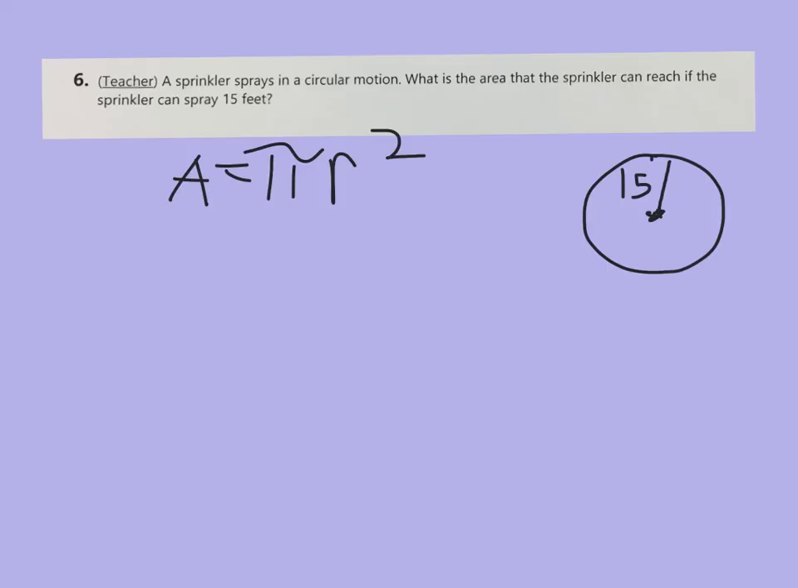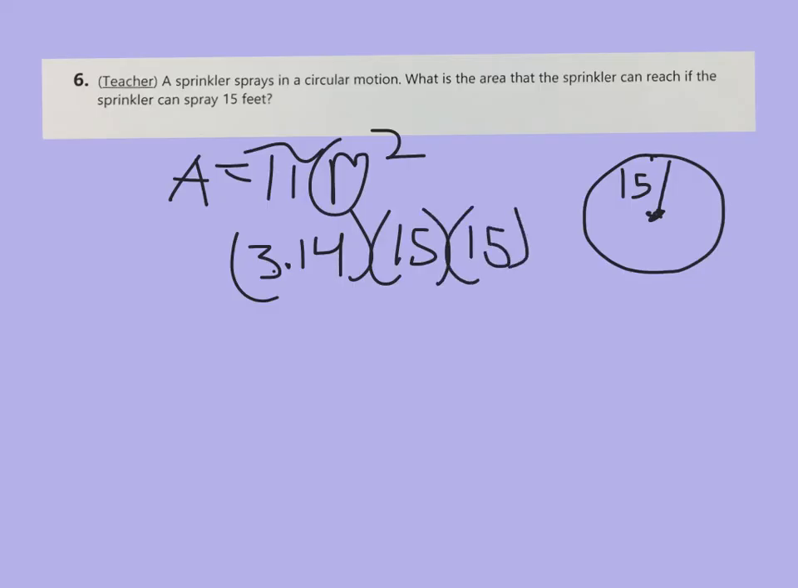And so I know that pi is 3.14 and the radius is 15, and I'm going to square the radius, so I'm going to multiply 15 by itself twice. So my answer to this problem would be 3.14 times 15 squared, which is 706.5 feet squared.